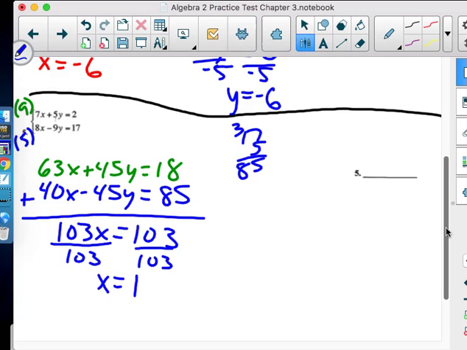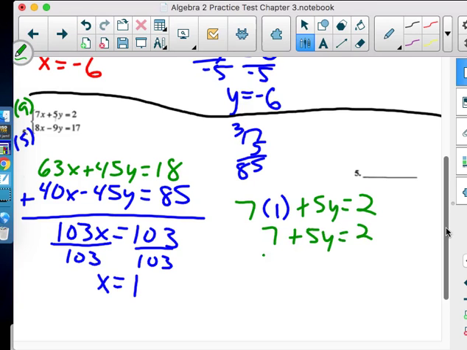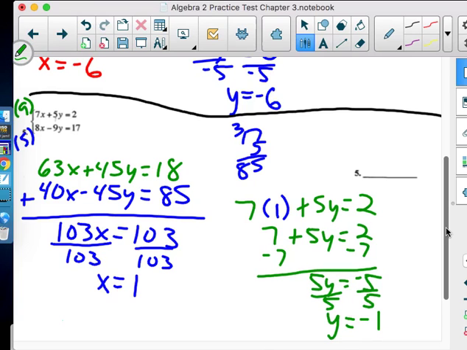So we've got to figure out where we're going to get the other one. That would be top equation or bottom equation. Haley, if you had to do this one, would you use top or bottom to get that second value? Me too. Smaller numbers. Not a fan of 17. So we have 7 times our little 1 plus 5y equals 2. 7 times 1 is 7. Subtract 7 from both sides. 5y equals negative 5. Divide by 5. Excellent. Y is negative 1.